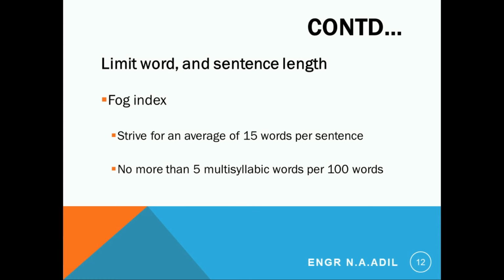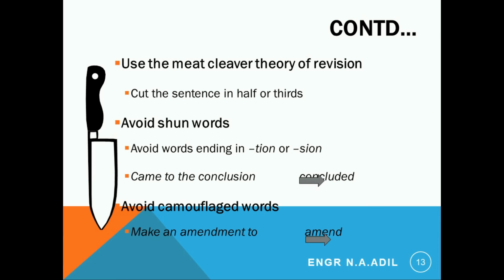Fog index: strive for an average of 15 words per sentence, no more than 5 multisyllabic words per 100 words. Use the meat cleaver theory of revision: cut the sentence in half or thirds. Avoid shun words, which means avoid words ending in "-tion" or "-sion". Instead of "came to the conclusion", you can write "concluded". And avoid camouflage words: instead of "make an amendment to", you can write just "amend".